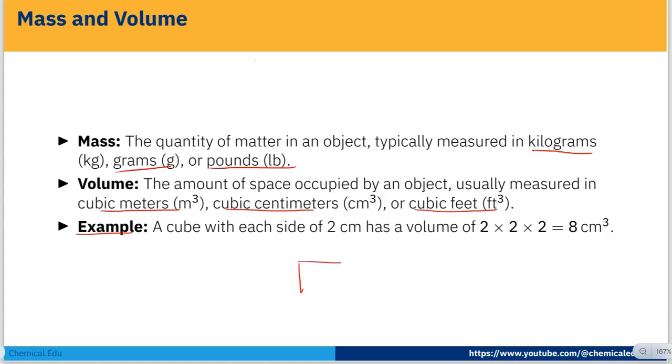Now here this is one cube. The drawing is not perfect. Suppose this is 2 centimeter, 2 centimeter and 2 centimeter. So what will be the volume? 2 into 2 into 2 is equal to 8 centimeter cube.